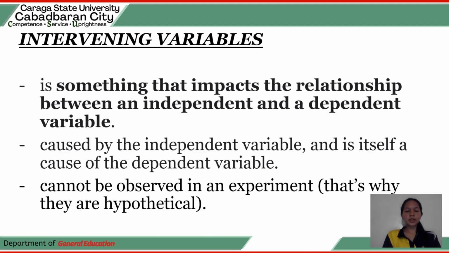An intervening variable is something that impacts the relationship between an independent and a dependent variable. This intervening variable is used to explain an observed relationship between variables such as independent and dependent variables. Intervening variables are not real things. They are interpretations of observed facts, not facts themselves. That's why they are hypothetical.